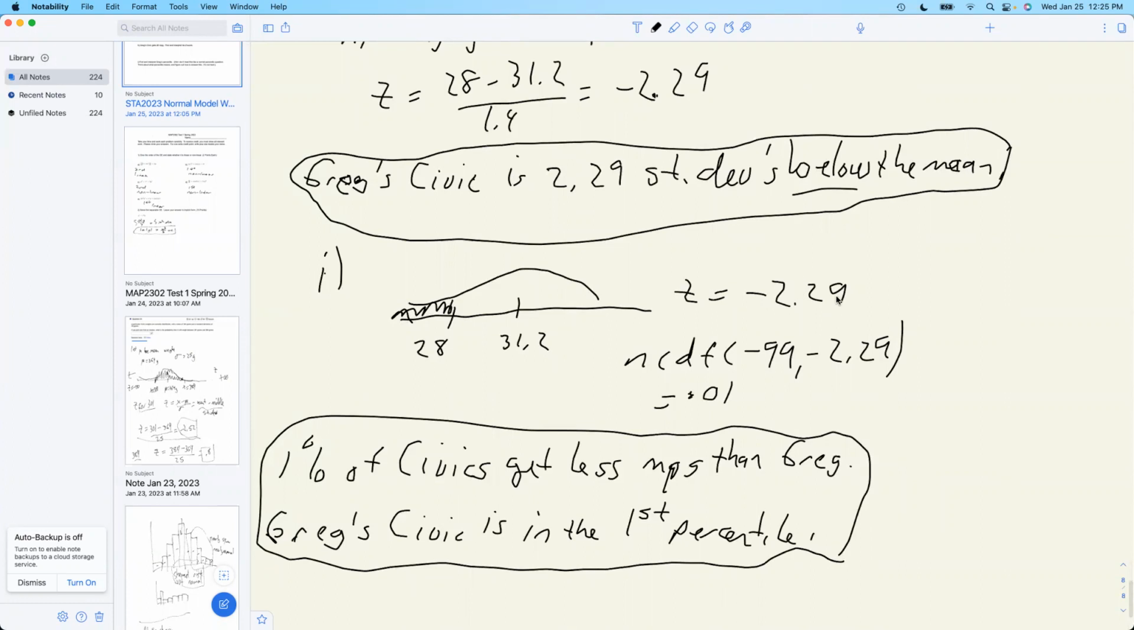So we already got his z-score. Let's shade below him because that's what percentiles are. They're always shaded below. And we get 1%. So that's where Greg lives. He's 2.29 standard deviations below the mean. 1% of cars are even worse. They get lower gas mileage than him.